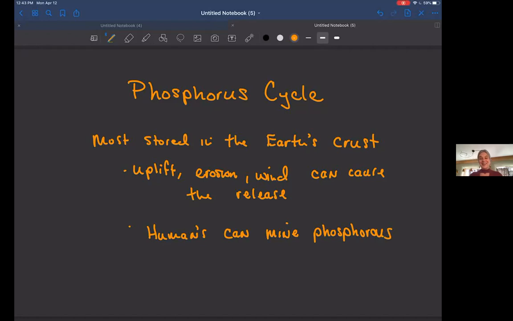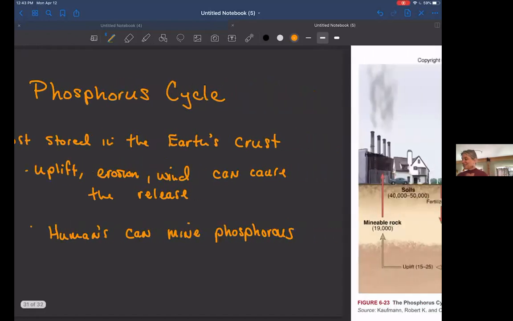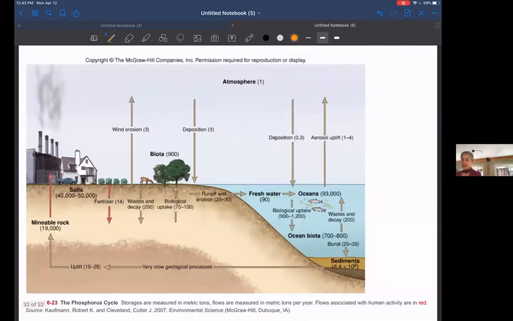So if we look at an example of these processes, we can see that we can mine the rock, and then we can turn it into fertilizer and put it back into the soil. So just like with nitrogen, this can leach out of the soil and end up in the water. So this runoff, for example, could end up in the fresh water and then ultimately in the oceans. We also have some erosion, so it gets back up into the atmosphere, for example, and then deposition, where it can come back down from the atmosphere and get into the soil.